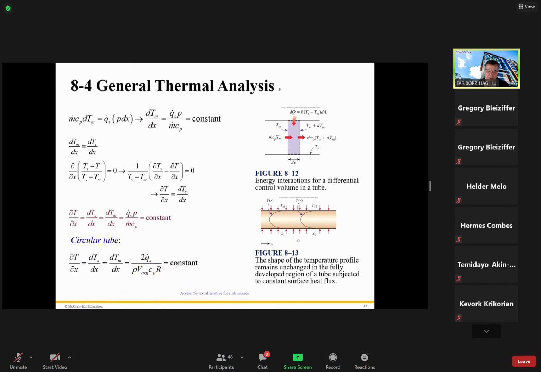Okay, that was the justification that we mentioned. The same thing that we can use for circle tube. Okay. Any question, ladies and gentlemen? Therefore, now we realize the variation of the temperature of the fluid is the same as the variation of the surface temperature in case of constant heat flux. Okay.